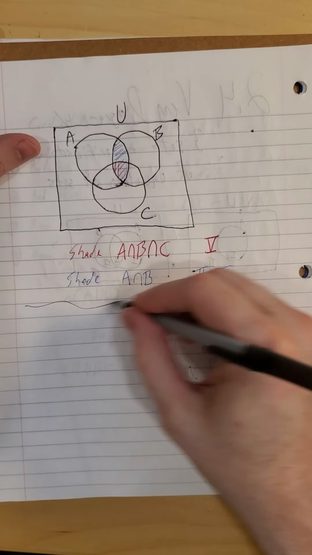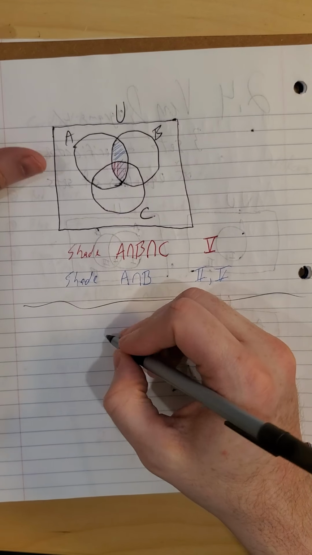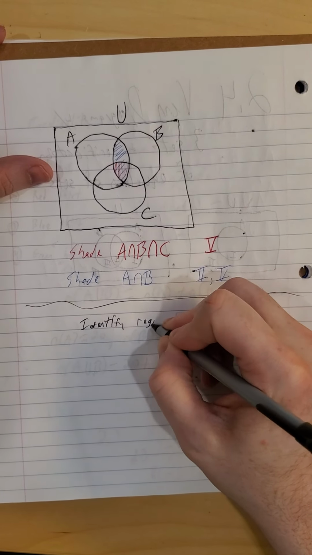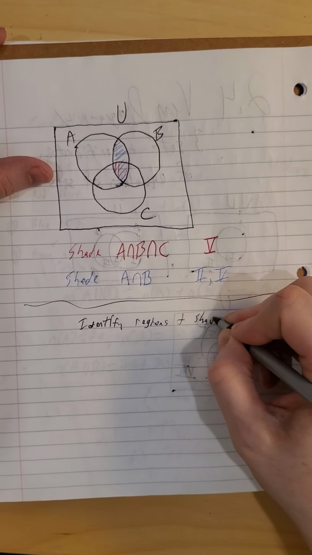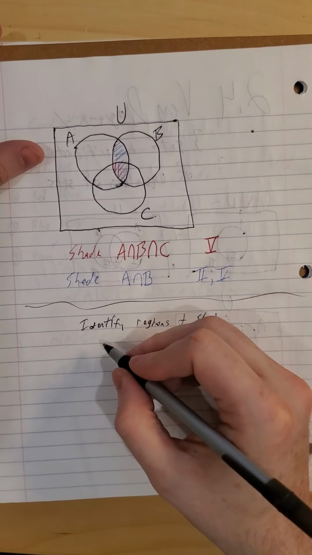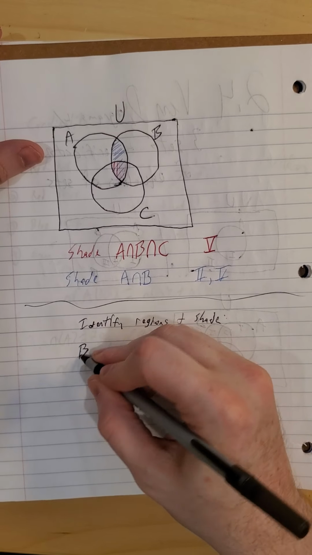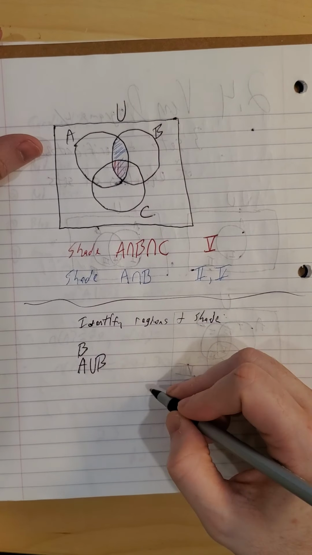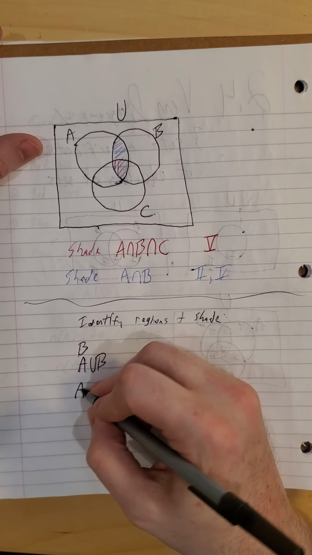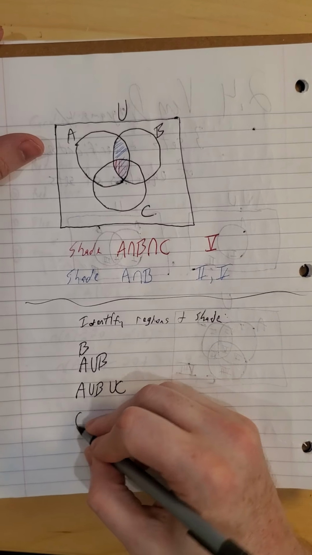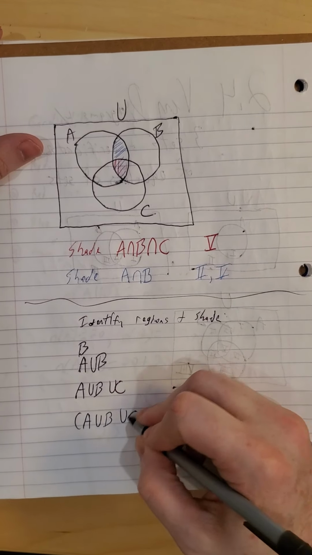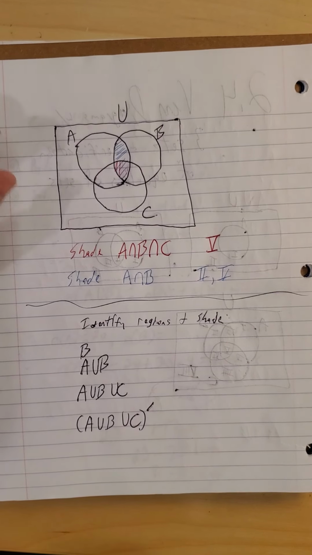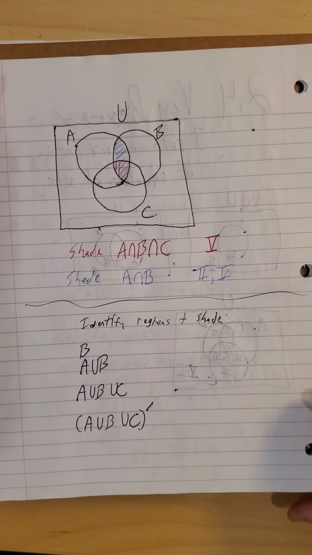So see if you can identify the regions and shade. Let's see, we'll have you try B. We'll try A union B, A union B union C, and the complement of A union B union C. So see if you can solve those four, shade them, and identify the regions.